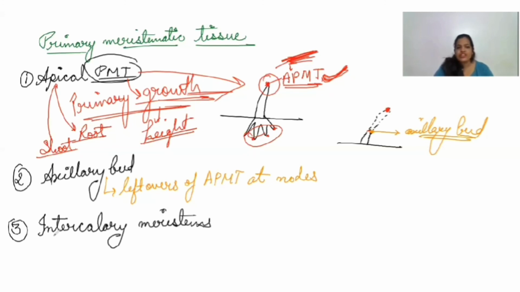Clear? Now, inter means it will be present in between of something, right? It's just a trick to remember. Intercalary meristems are the primary meristematic tissue which will be present between the two permanent tissues. Apical has got its topmost position. It is not getting bounded between two permanent ones, but the meristematic tissue which is bounded by the two permanent tissues is known as intercalary meristem, and you need to remember one example, that is grass.